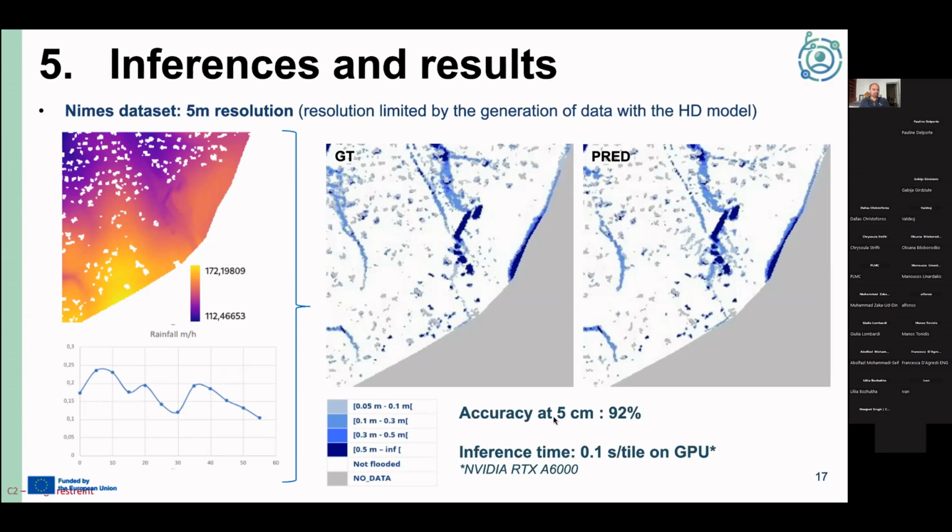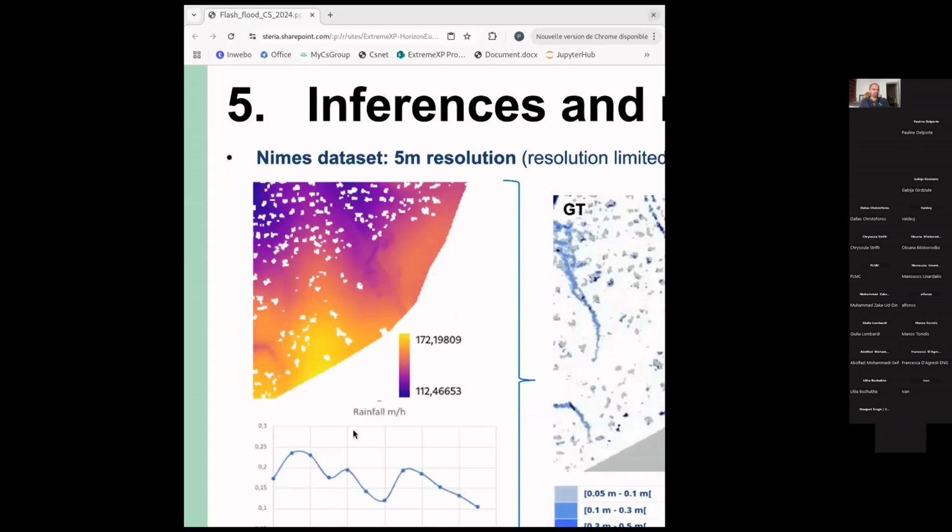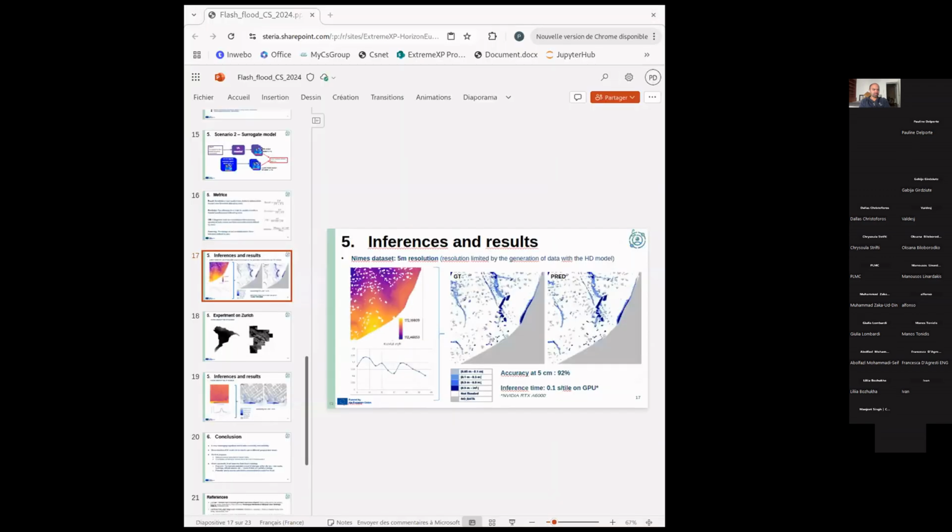Pauline, there is another question on the chat. Do you see it from Anin? Do you think it's safe to totally replace the hydrodynamic model? Is it safe? That's a philosophical question almost.